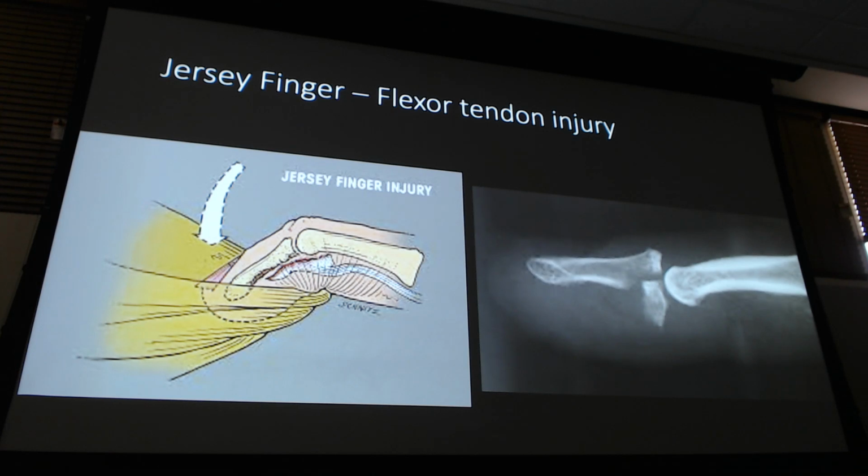You have to make sure to isolate these two joints because you don't want them to do this, because they can still flex the interphalangeal joint. They just can't flex the distal one. So, jersey finger, flexor tendon injury, avulsion fracture.